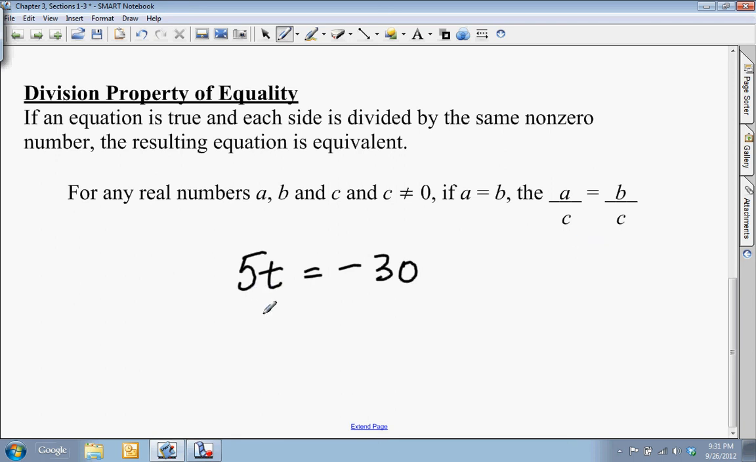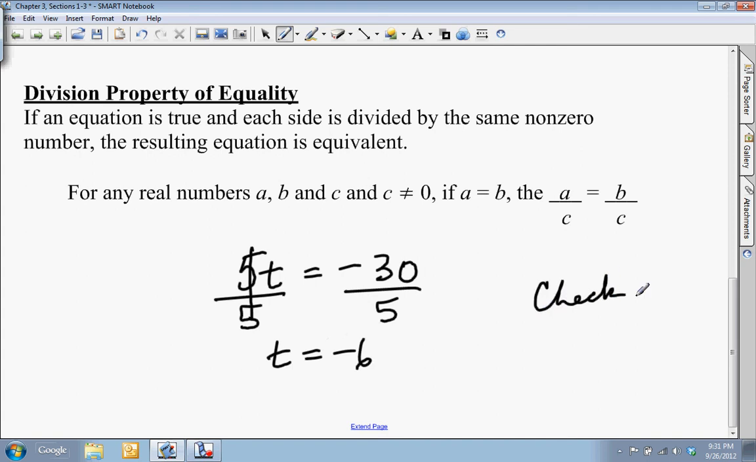In this case, 5 is the coefficient of t, and in order to get t by itself, again, that is our goal, we want to divide both sides by the same number, and in this case that number is the coefficient of the variable, which is 5. Again, you can see that 5t divided by 5 is 1t, which is exactly what we want to solve for, and negative 30 divided by 5 is negative 6. And I will leave the check up to you.